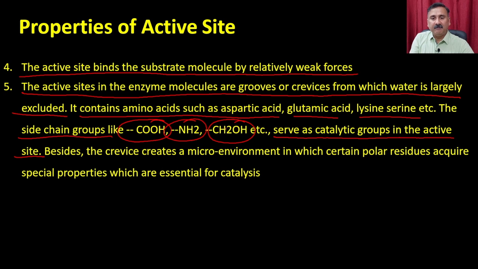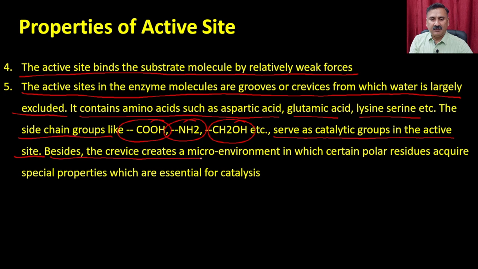They are very active, acting either as an electrophile or a nucleophile, and that's how they facilitate the breakage as well as the formation of bonds. Besides, the serine creates a microenvironment in which certain polar residues acquire special properties which are essential for the catalytic site. Now the first question comes: how are we able to identify the active site on an enzyme?